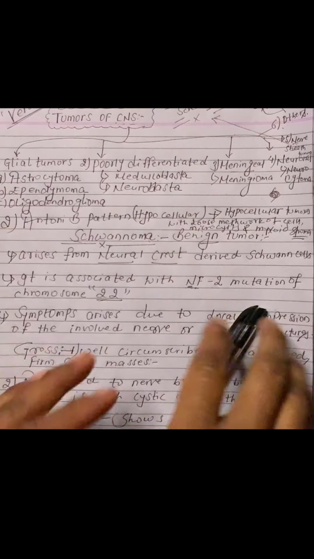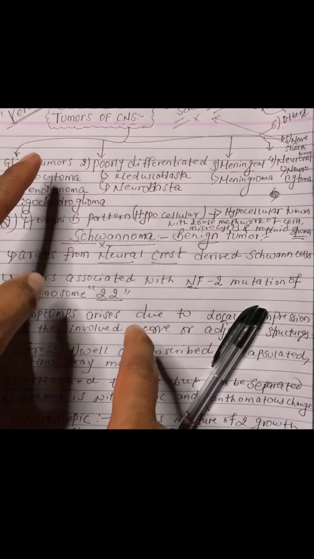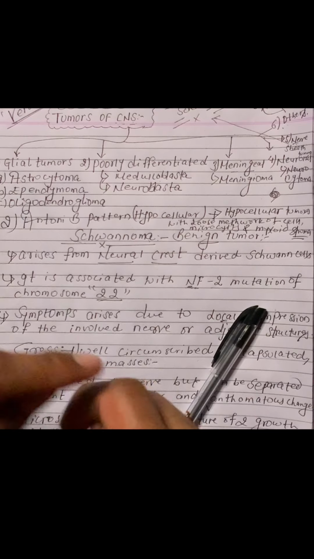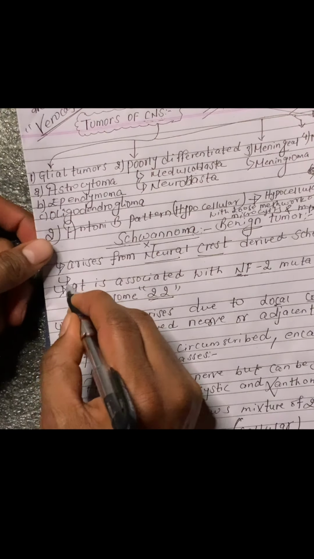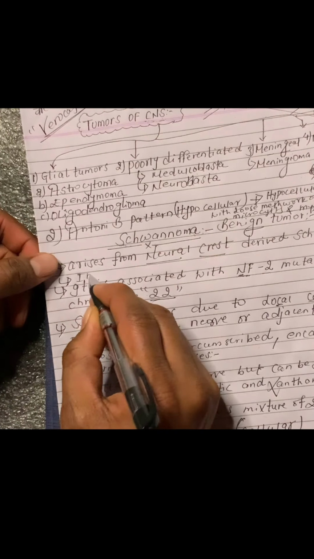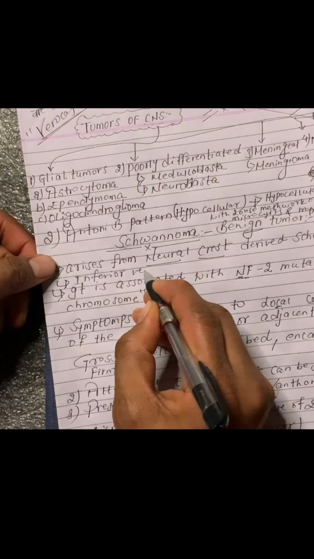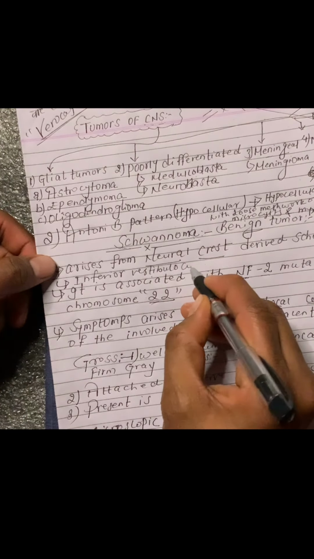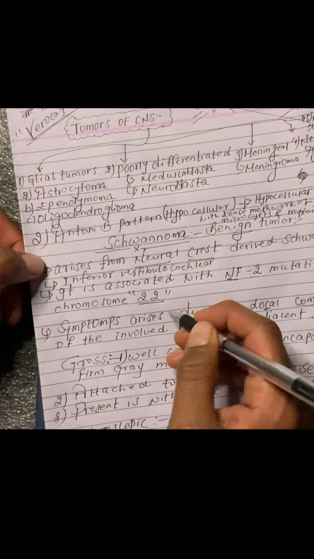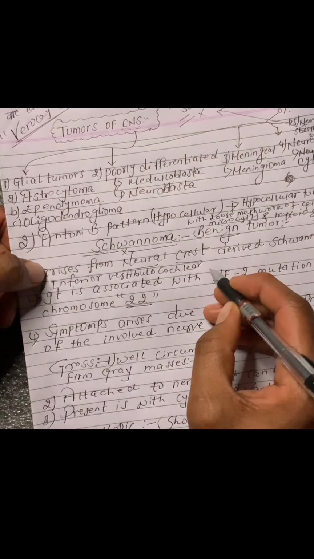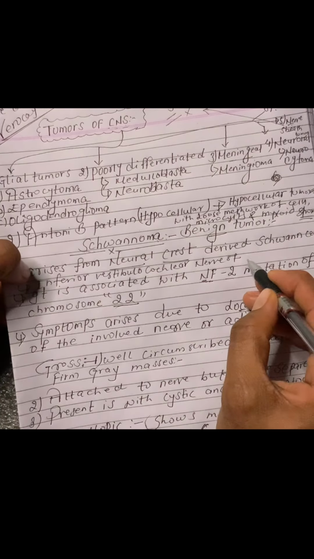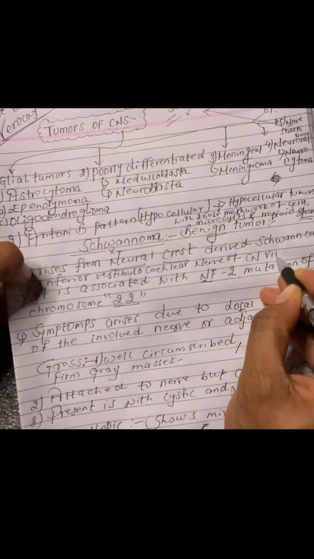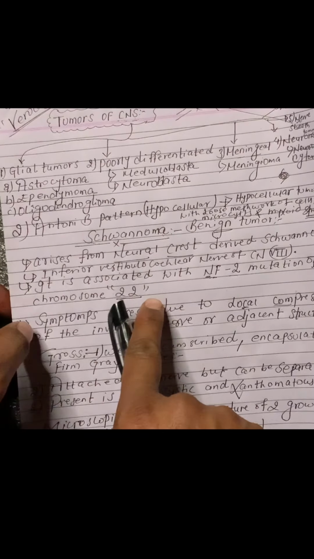So far we have discussed the tumors of the CNS. The examiner may ask a question like: classify the tumors of the CNS and then list the most common site. Here I am missing one very important point, so let's mention the site of the schwannoma. Most commonly it is found in the inferior vestibulocochlear nerve, cranial nerve 8. I just forgot to mention that, so you must learn this.